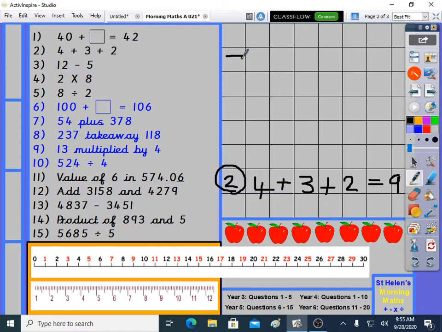Question 3. 12 take away 5. I can do that on the number line as well. So I go to a number line that's got 12. They both have. I'll use this one. 12 is here. And I'll take away 5. Take away 1, 2, 3, 4, 5. I've got down to 7.